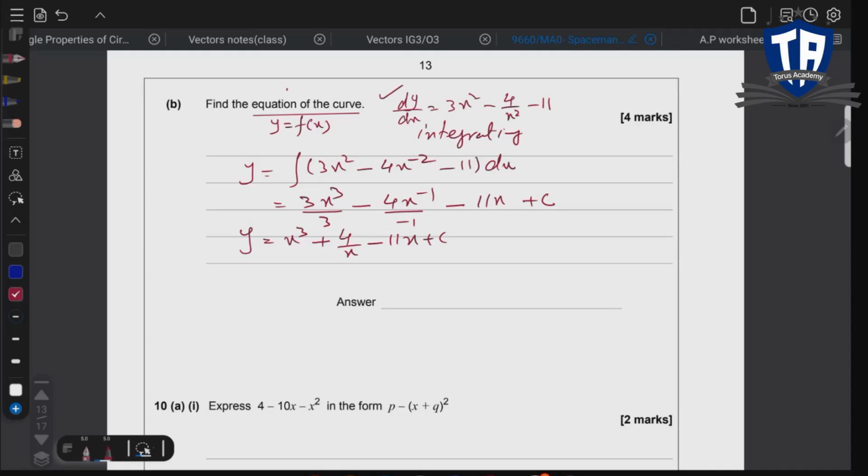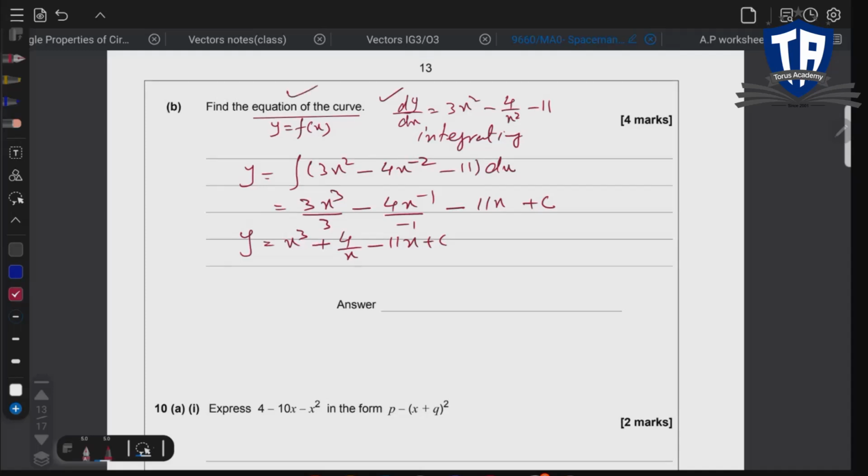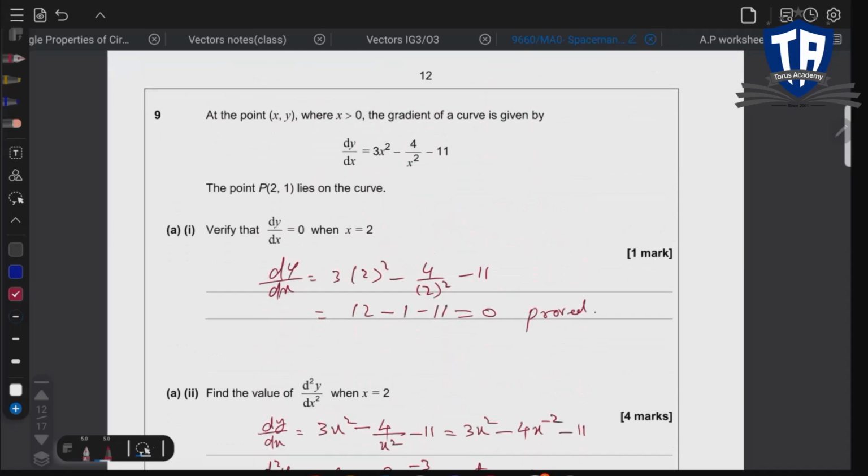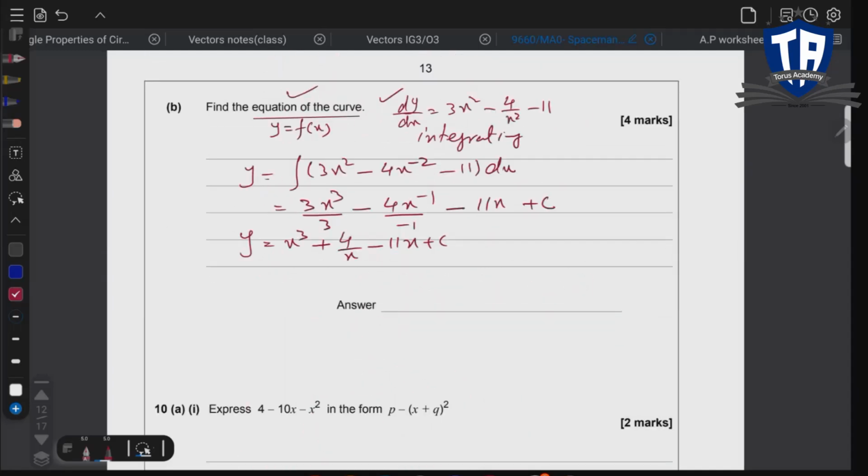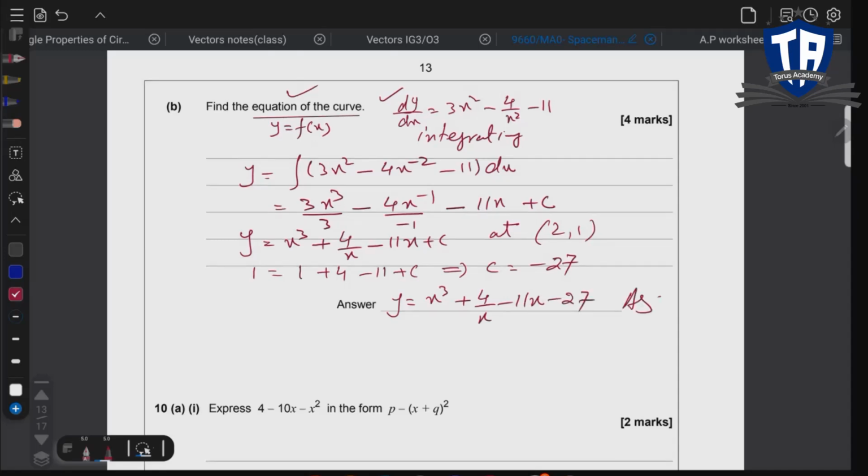The point P2 lies on the curve. So this point is on the curve. We can take this point to get this unknown value of c. So the final equation of the curve would be minus 27. Answer.